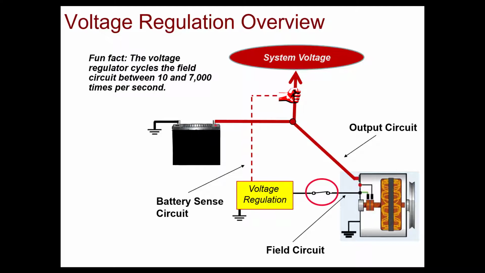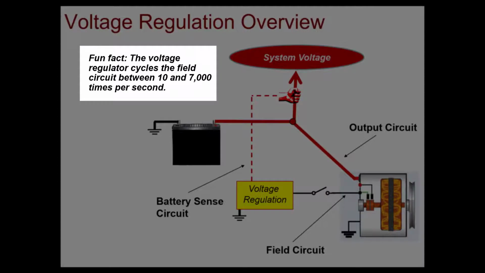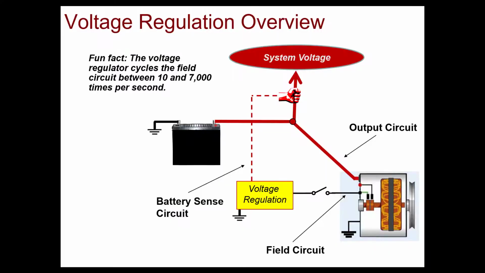Now, if you noticed, a fun fact just popped up over here. Voltage regulators can cycle the field circuit on and off between 10 and 7,000 times per second. So that's its duty cycle. Obviously, if a battery is low in voltage, it's going to be cycled on more often. If it's where it's supposed to be, if it's 12.6 or higher, then the voltage regulator will cycle on less often.